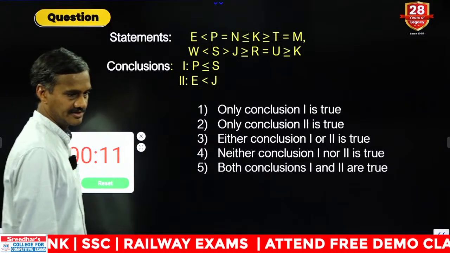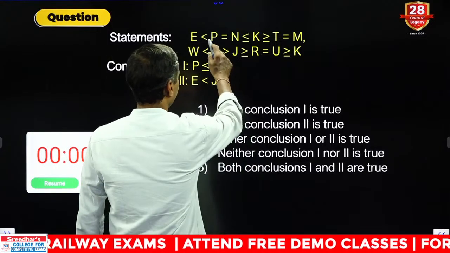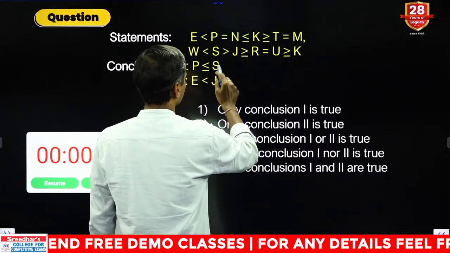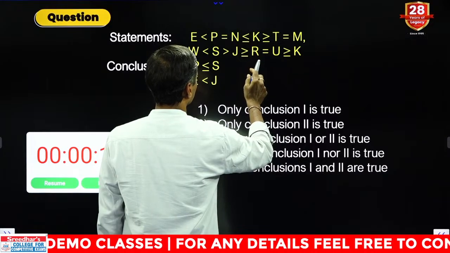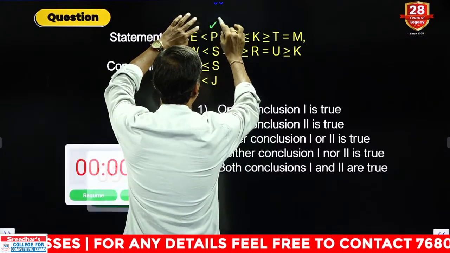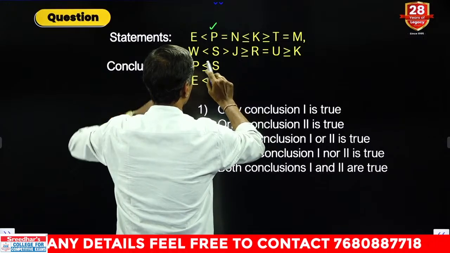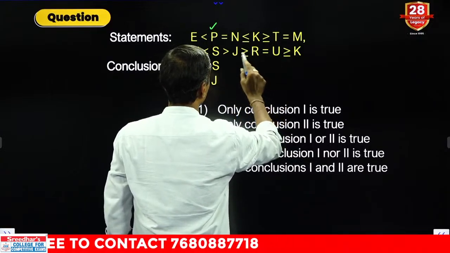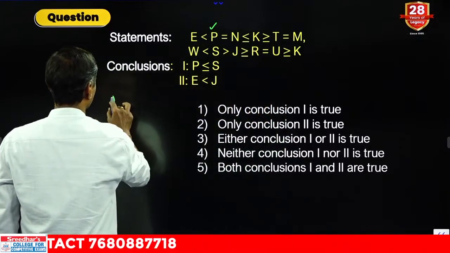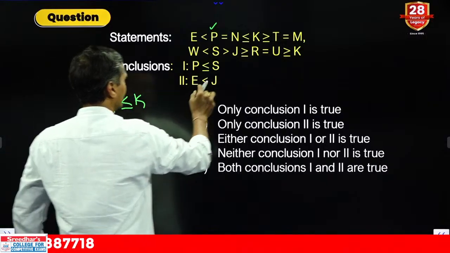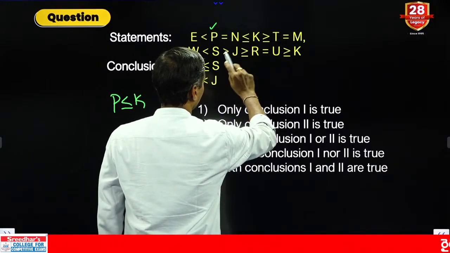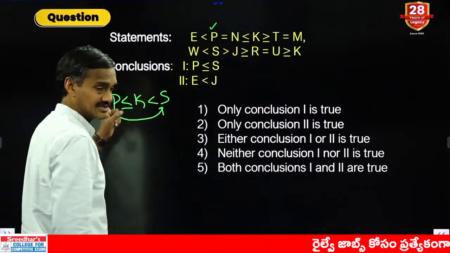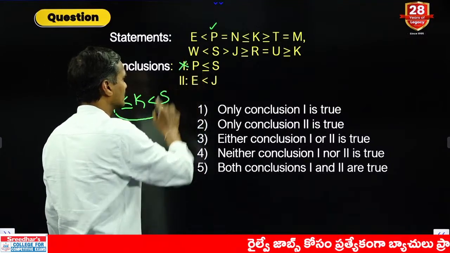Now in this one, the relation between P and S. P is here, S is here. And which element is common here? The element common is P here, and at the same time, S is here. And E, P, N, K, T, M. Now E, P, and K is common. Hence P to K, P lesser than or equals to K, isn't it? And K to S. Now S to K, S greater than K means K lesser than S. Hence from P to S, P lesser than S is true, equal to S is false.